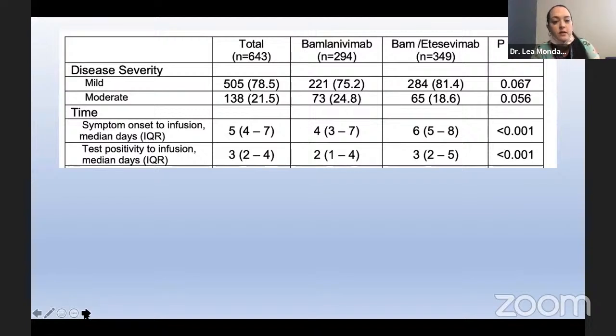Majority of the patients' symptom onset to infusion time was a median of 5 days. The onset was slightly shorter. We were able to get them the infusion quicker in the BAM group, and it took 6 days, a little longer in the combination group. But again, this just illustrates how important it is to come early. And in the clinical trials, we're seeing median time to infusion of 3 and 4 days, whereas in the real world, we're seeing closer to 5 and in some cases 6. It's an important point to keep in mind.